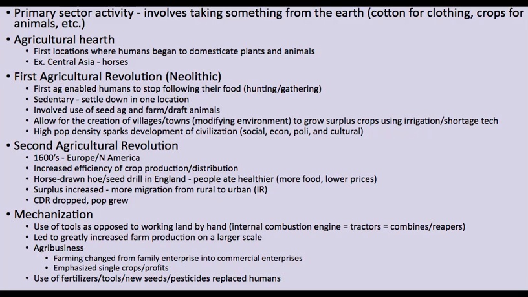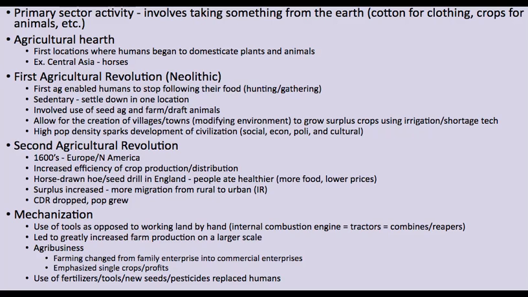It's not until the 1600s going into the 1700s that the second agricultural revolution starts to occur in Europe and North America. What they're looking for in this revolution is changing the way people farm through increased efficiency. So they're going to introduce new tools, like the horse-drawn hoe and the seed drill.